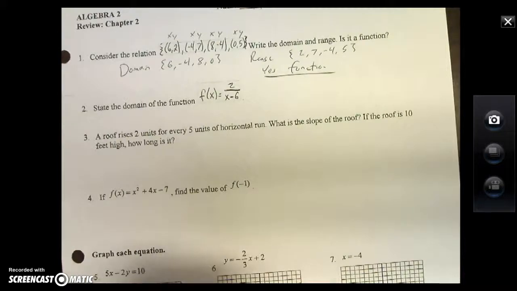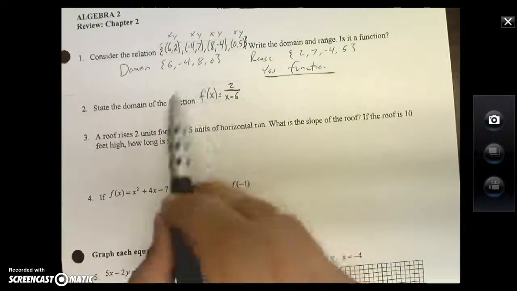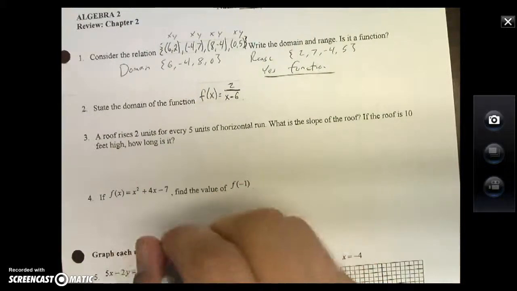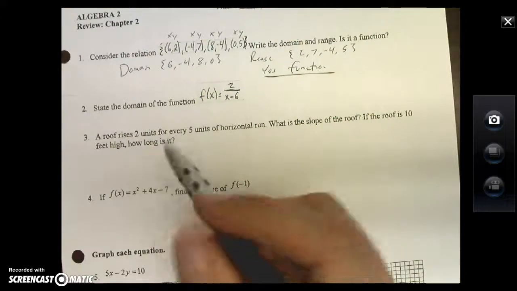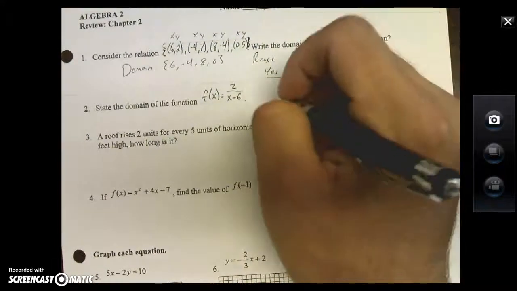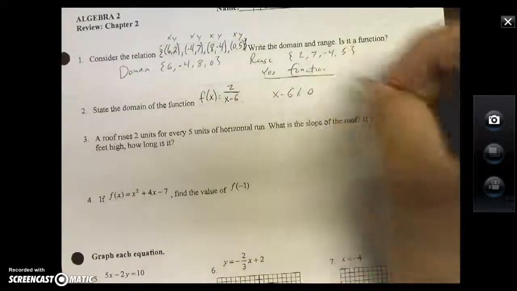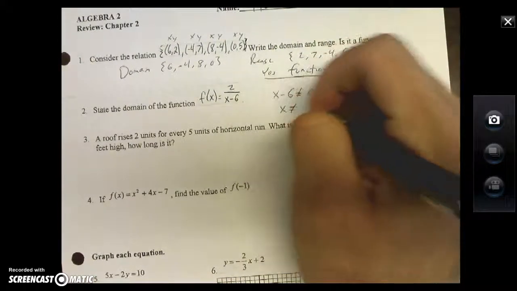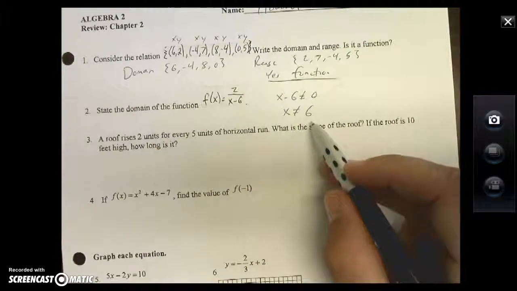Number 2, state the domain of the function, f of x equals 2 divided by x minus 6. Domain is all the possible x values. When you're looking at something like this, you'll notice that x is in the denominator of the fraction. The one thing we can't have is a 0 in my denominator. So if you ever see an expression in your denominator like this, take whatever it is and just set it not equal to 0. So now when I solve for this, I know that x cannot equal 6.